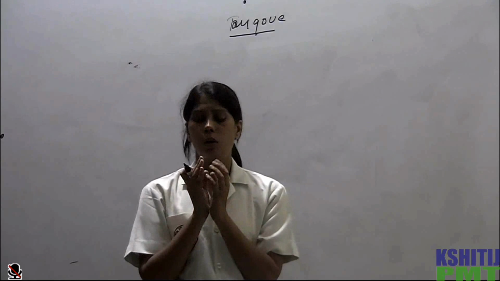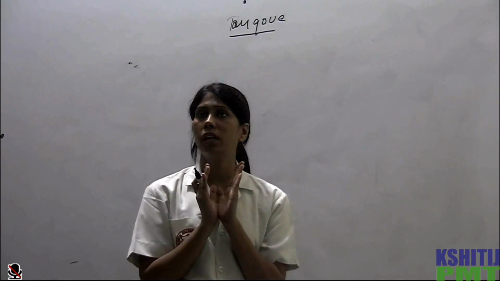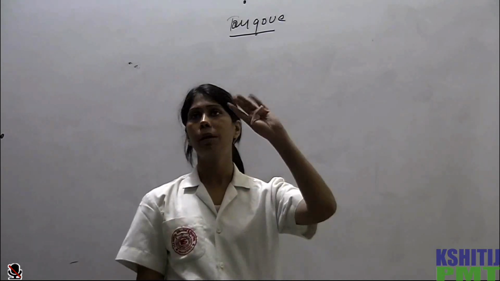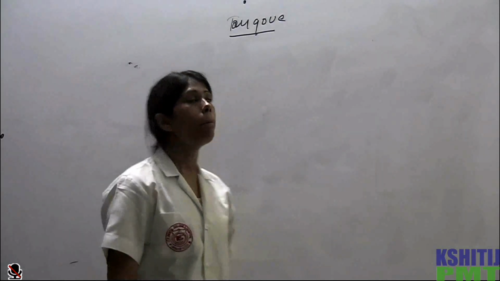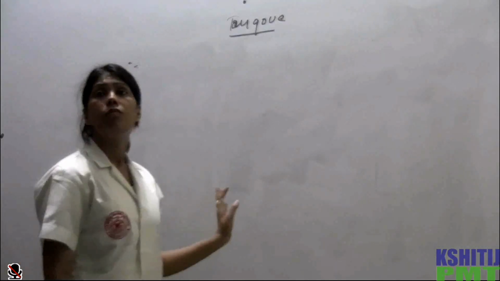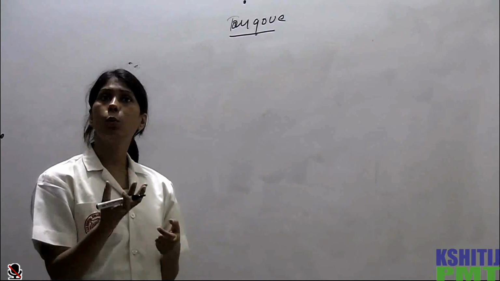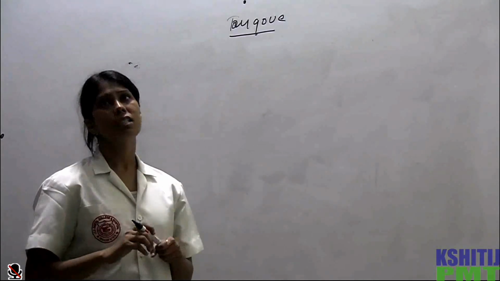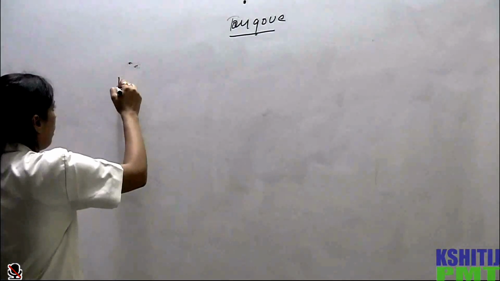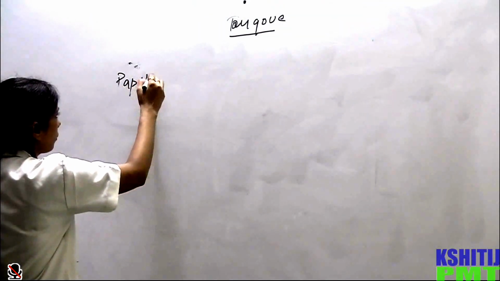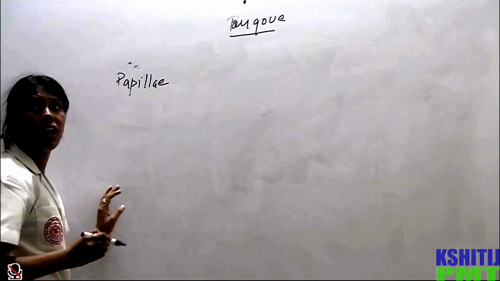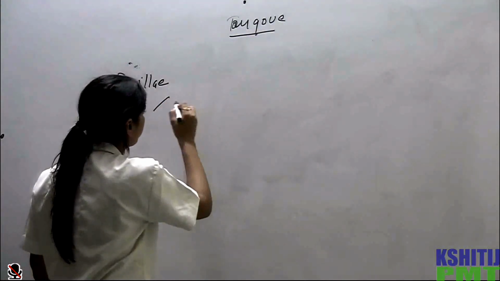So what are the papillae? Papillae are of four types, which are present on the tongue, in which the taste buds are embedded. So we have four types of papillae.